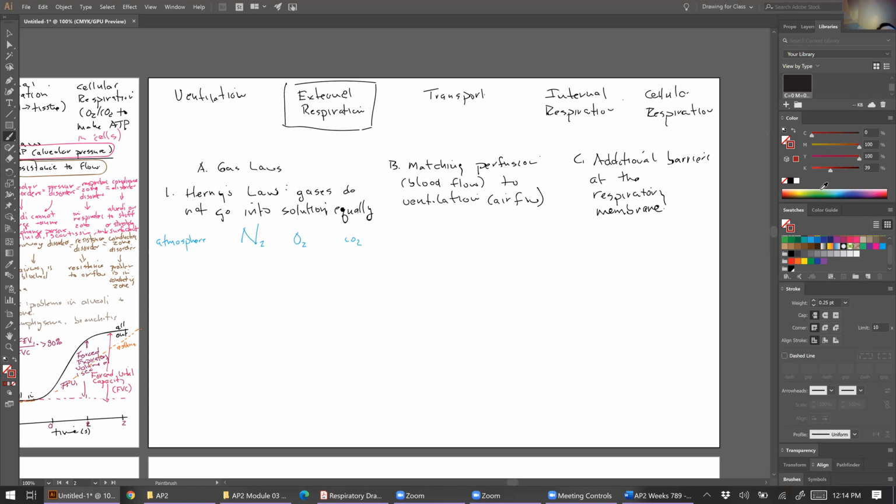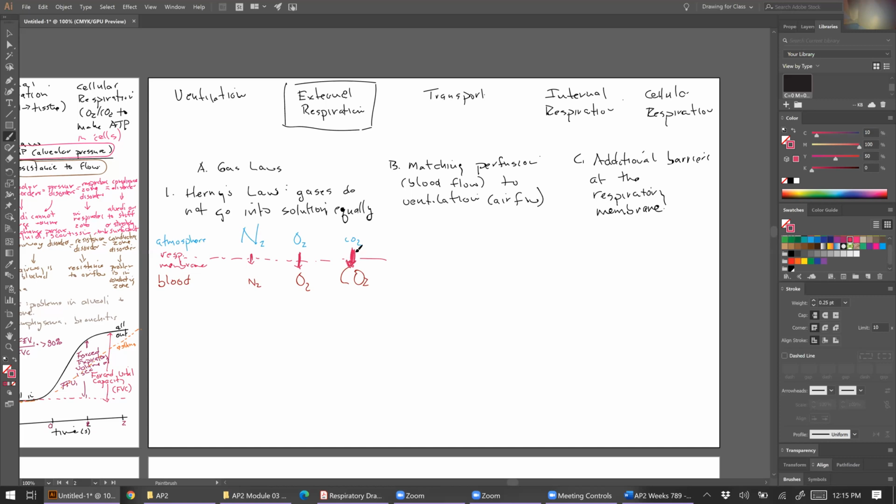We'll make this blood. In blood, everything flips. And it's because if this is the respiratory membrane right here, so this is the resp membrane, nitrogen is very bad at this. O2 is better, and CO2 is even better.